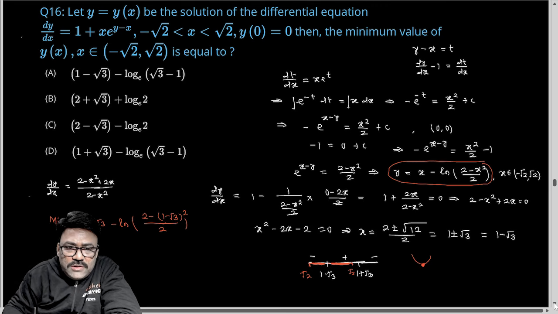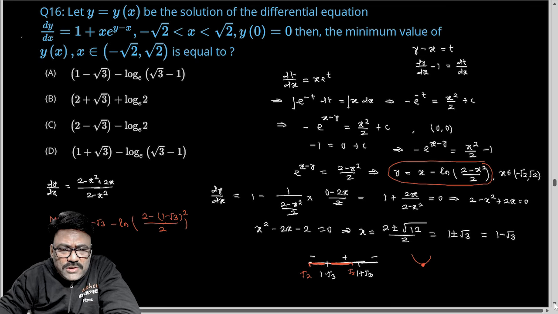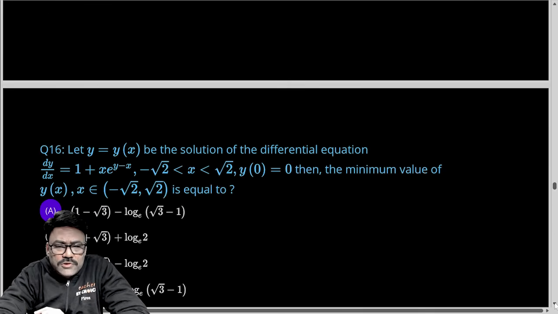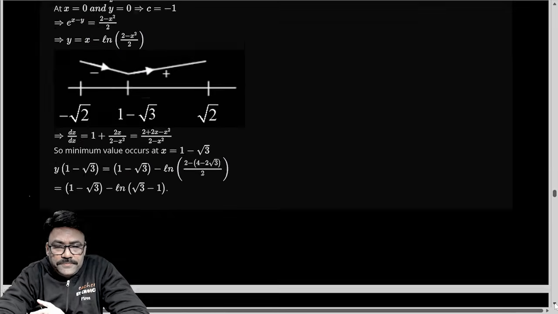Now let's simplify. And if I look at the options, I can see that only the first option contains 1 minus root 3. After simplification, this will become root 3 minus 1. Let me check. It will be 4 plus 3, 7 minus 1, 6, and 1 plus 3, 4. So in fact, option A should be the correct option if you simplify. So just simplify, you will get option A.